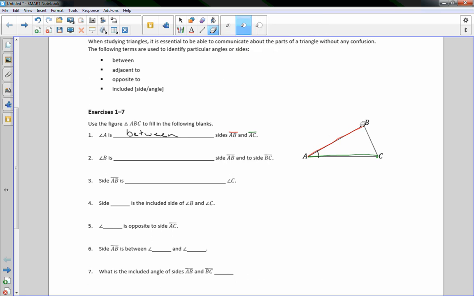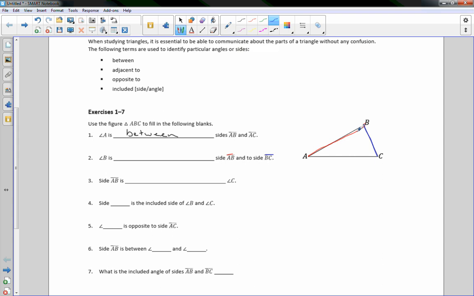Okay, I'm going to erase this. We'll start again. Angle B is blank, side AB. So here's side AB. Now we're talking about BC. I'll use blue for BC. BC is right here. Angle B is blank, side AB and to side BC. You wouldn't say between AB and to side BC, so the wording is a little bit different here.